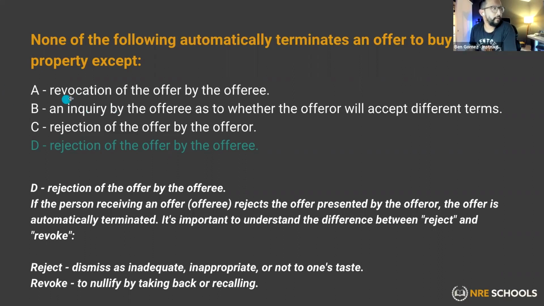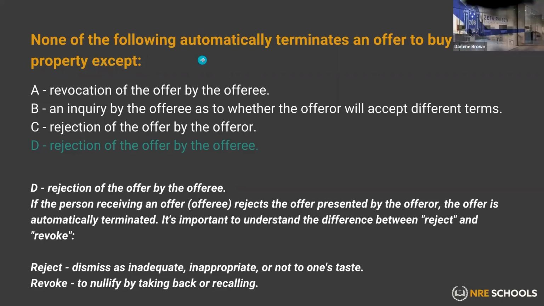The part that makes B incorrect, and why it is not automatic, is because it's just an inquiry. It is a quick text, a phone call. Hey, Darlene, do you think your buyer might take a different term? It doesn't automatically reject the offer. It's just a conversation between agents or the parties, discussing if they'll consider different terms.